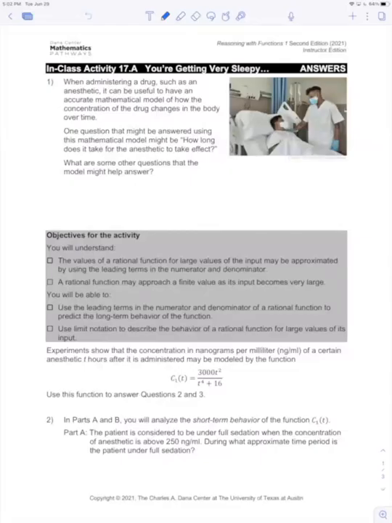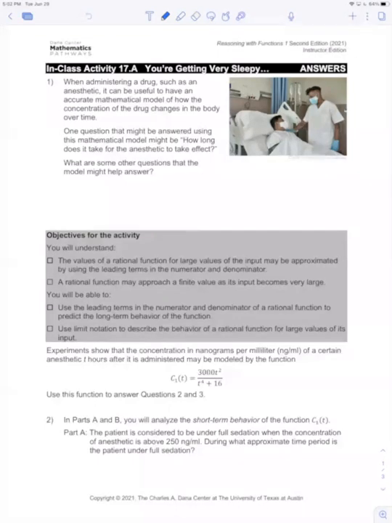In class activity 17A, 1. When administering a drug, such as an anesthetic, it can be useful to have an accurate mathematical model of how the concentration of the drug changes in the body over time. One question that might be answered using this mathematical model might be, how long does it take for the anesthetic to take effect? What are some other questions that the model might help answer?